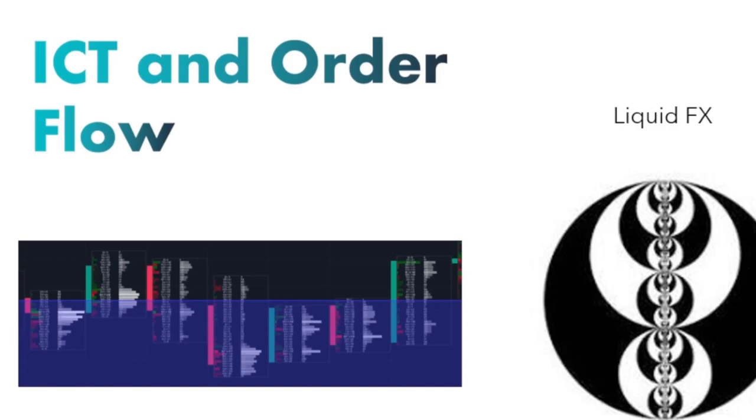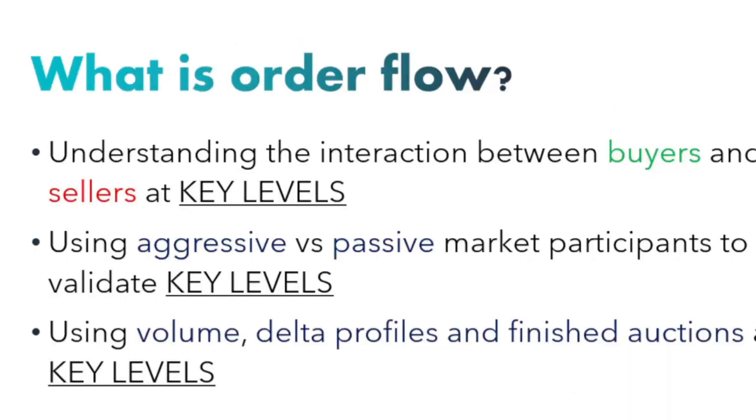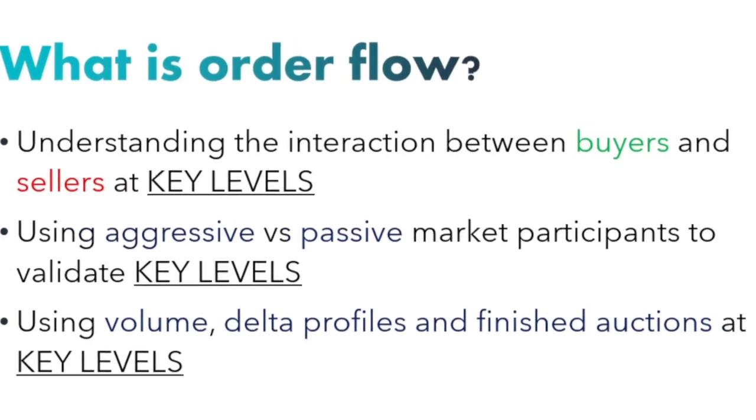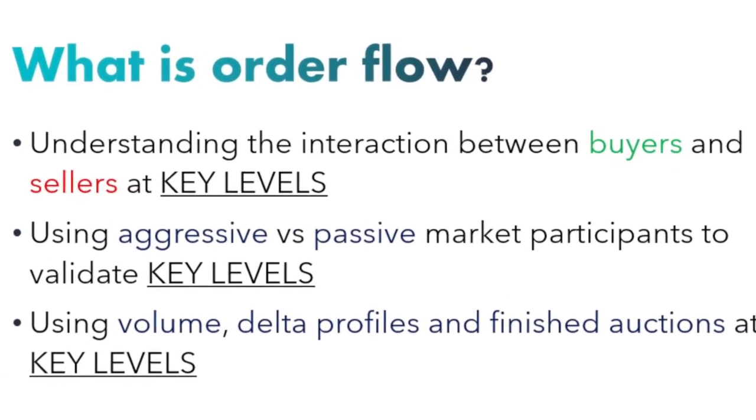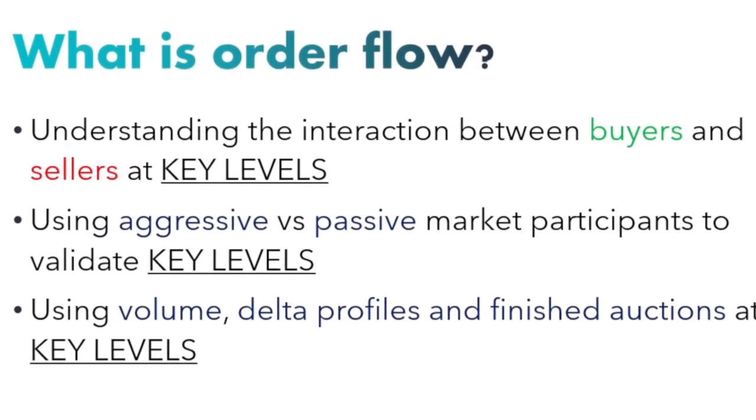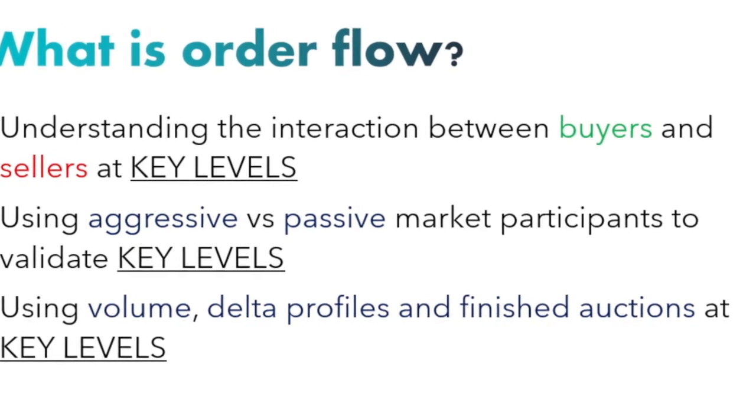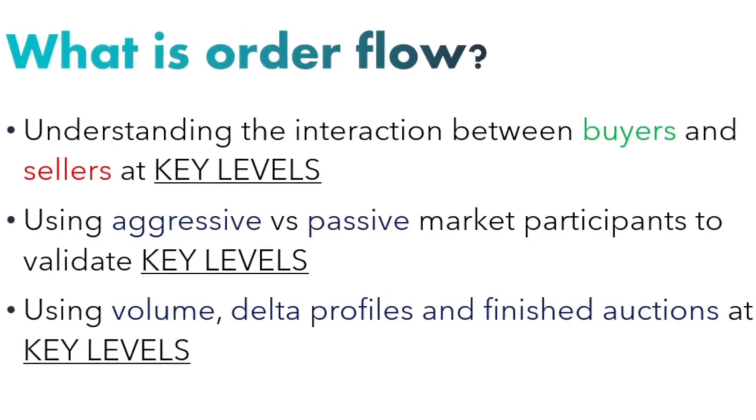And what do I now mean by order flow? So what is order flow? Order flow itself is understanding the interaction between buyers and sellers at key levels. We're going to be understanding what we mean by an aggressive participant versus a passive participant at key levels. And we're going to be using things like volume, delta, and finished versus unfinished auctions at key levels.